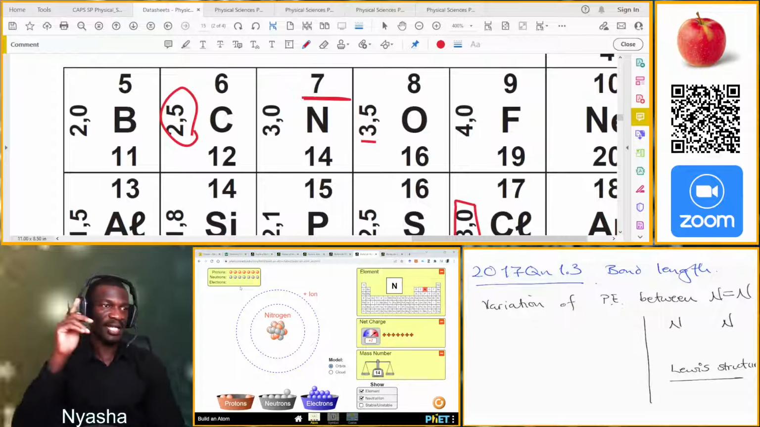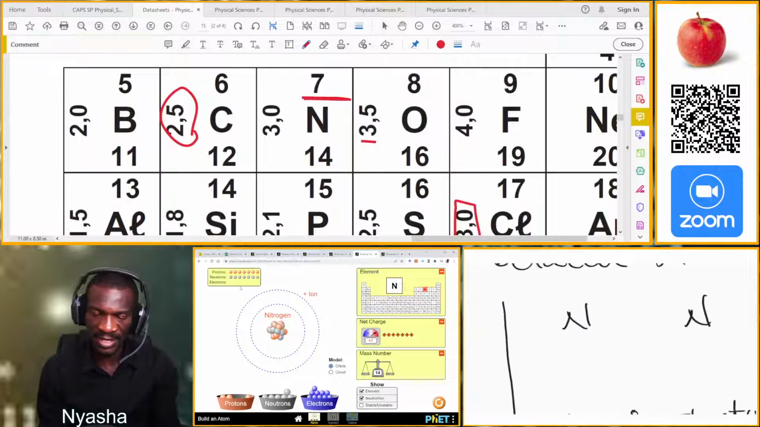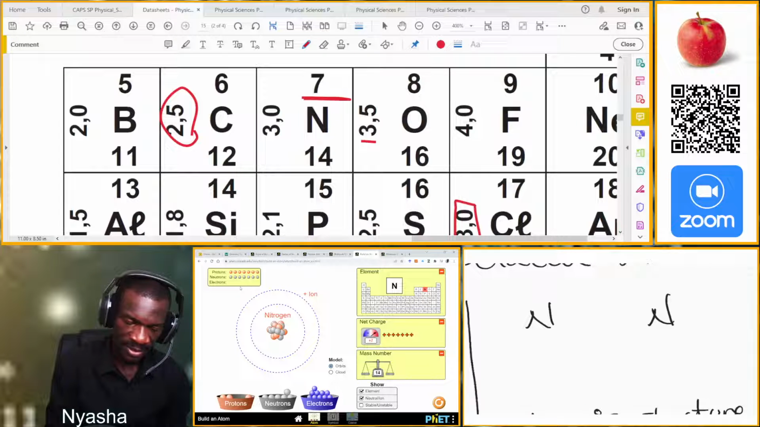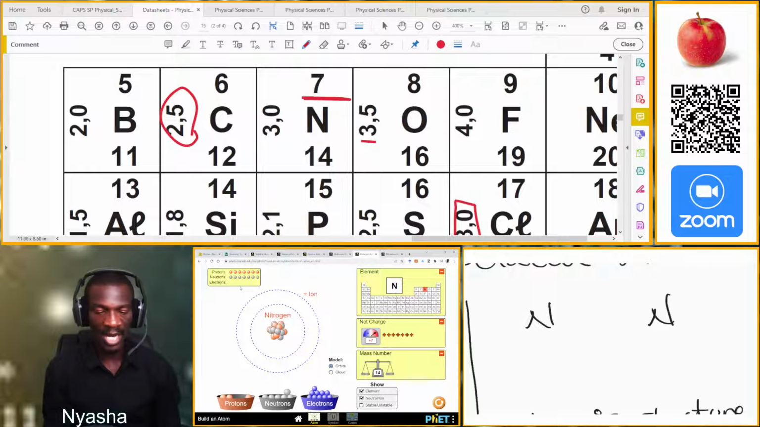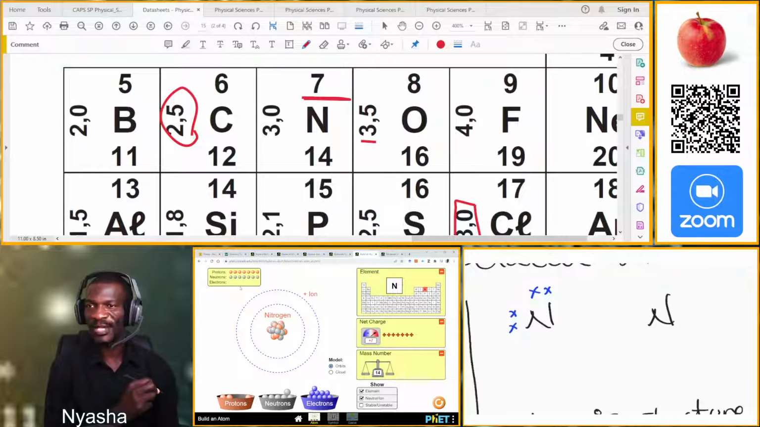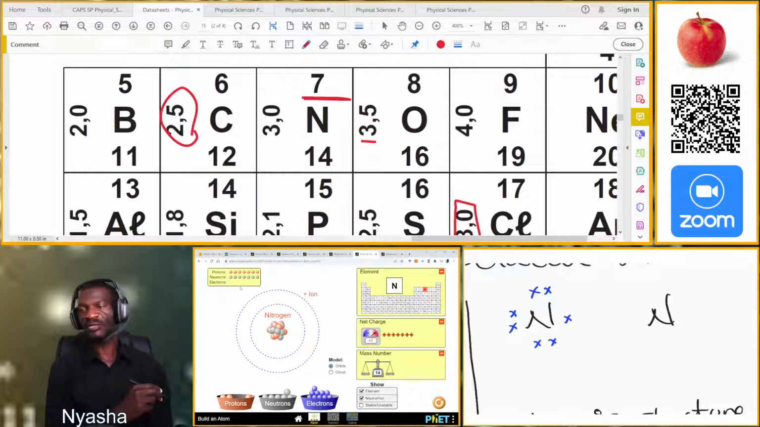Now let's put in the electrons. 7 electrons. So what is our anticipation? We anticipate that our Lewis structure looks something like this. It's supposed to have 7 electrons in the outermost shell. So let's pair them. First 2, they are now a pair. Second 2, they are now a pair. Now we have 6. And then we have the 7th. That is what we expect to have.